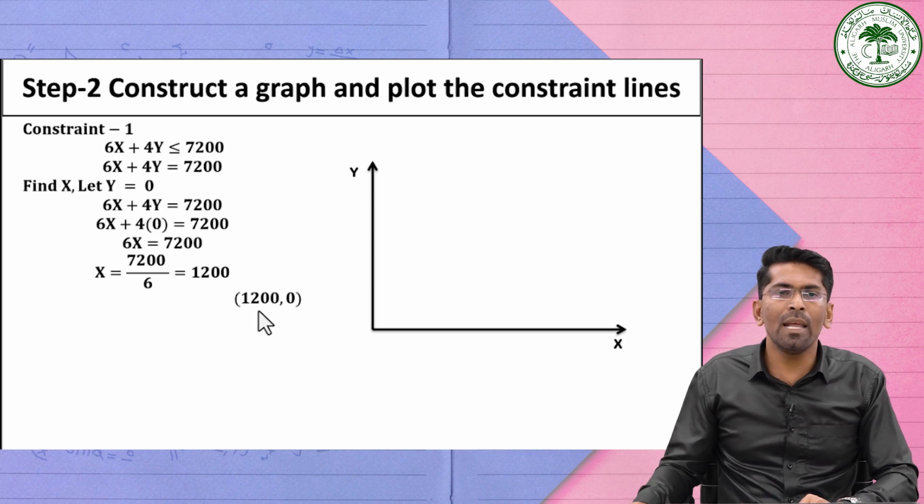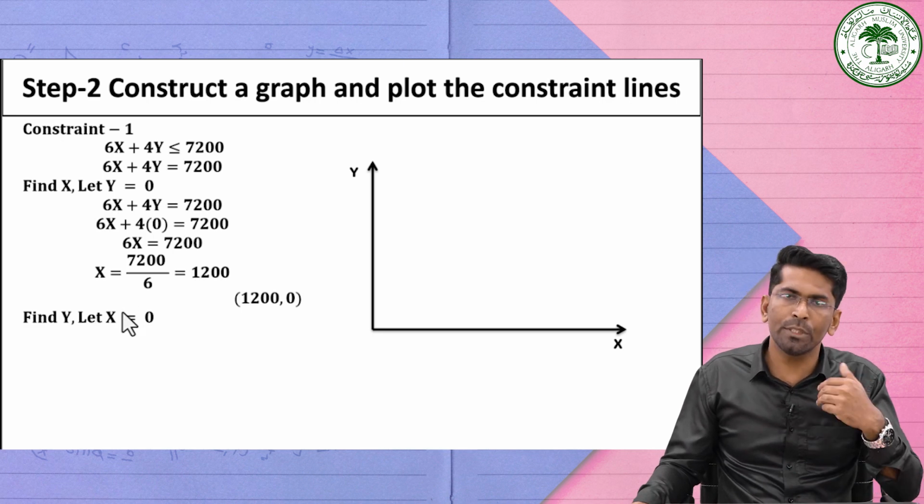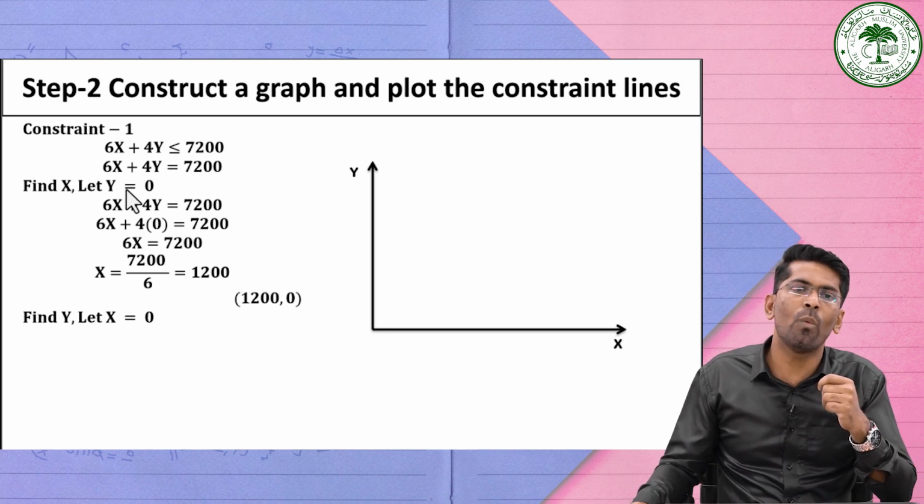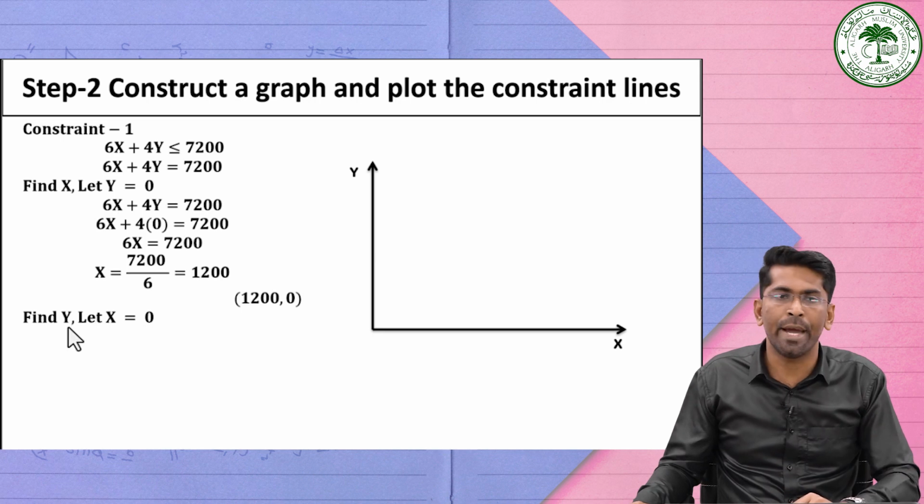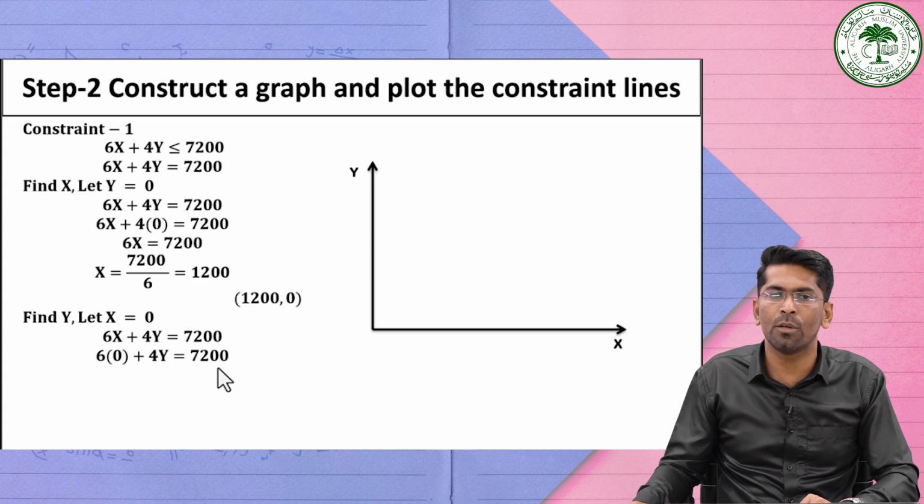Similarly, let us assume that the value of x is equal to 0. Just opposite of that. Earlier we assumed that y is equal to 0. Now we are assuming that x is equal to 0, and we are going to find out the value of y. So 6x plus 4y is equal to 7200. We are going to substitute x is equal to 0. So it is 6 into 0 plus 4y, which is equal to 7200.